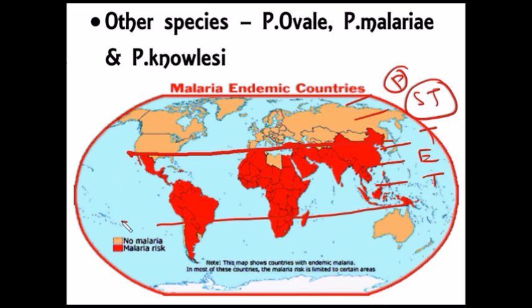Why does malaria mainly occur in equator and tropical regions? Because Plasmodium species and Anopheles mosquito require higher temperature and higher humidity so that transmission occurs easily. But in the polar and subtropical regions, the temperature is low so the transmission of malaria is least.